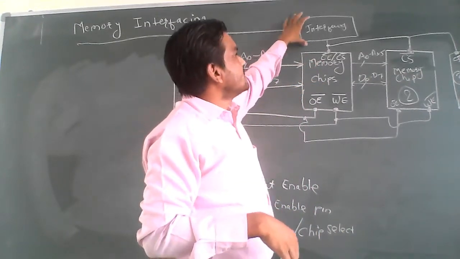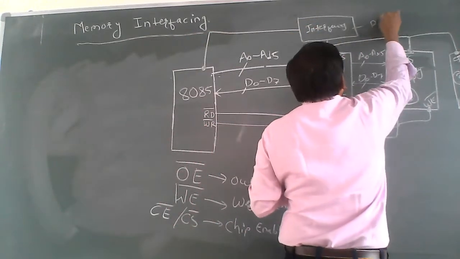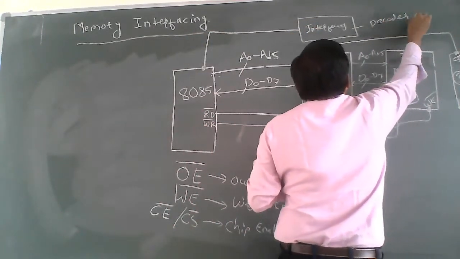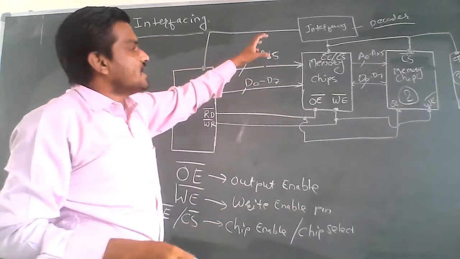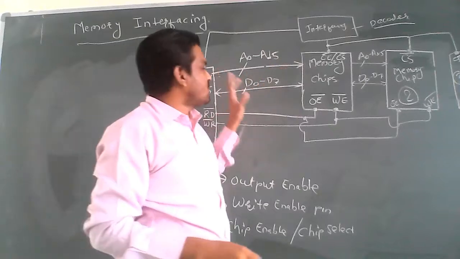So this interfacing is nothing but your decoder. Here we can use decoder circuitry, and through the decoder we can connect or select the proper chips.